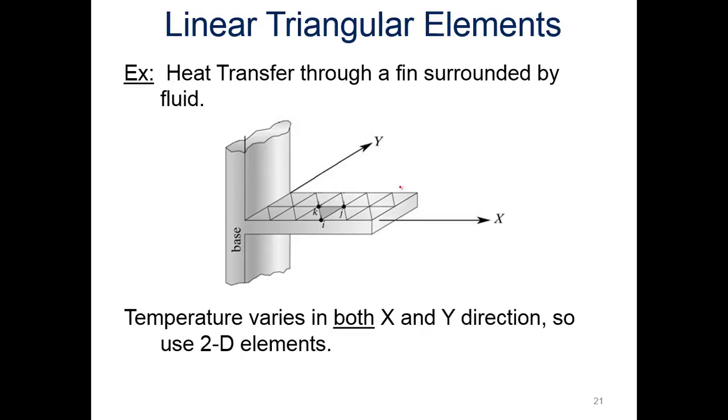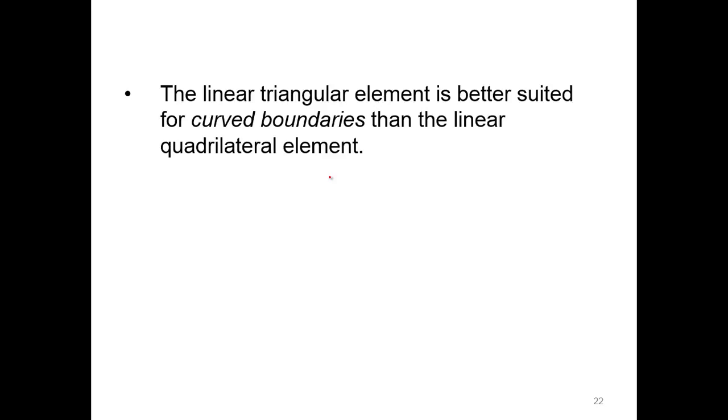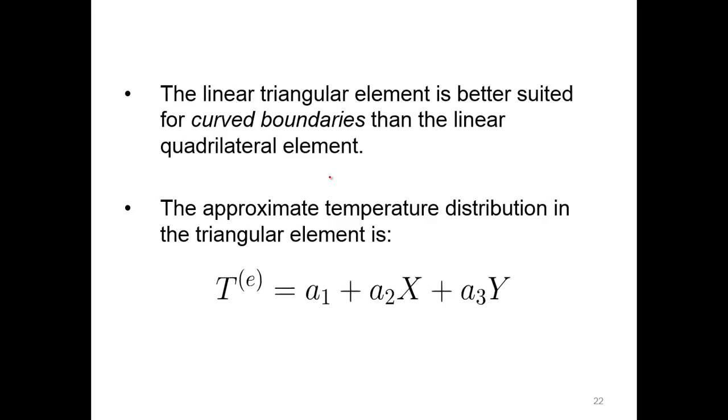All right, so again, on a fin, it could look like this. We have all these triangular elements across the fin. So again, temperature can vary in both the x direction as well as the y direction. So that's why we use the 2D elements. The linear element is better suited for curved boundaries than the linear quadrilateral element because we can get in there and fit the curved boundary better than the quadrilateral element.